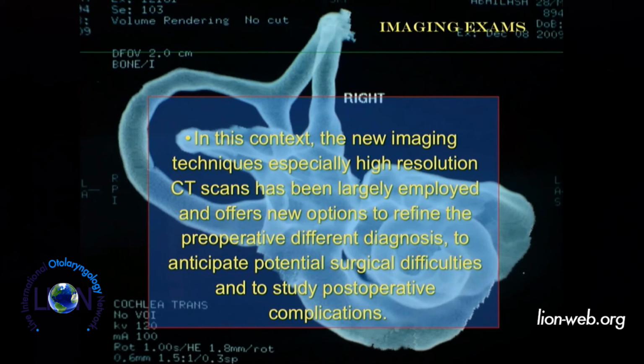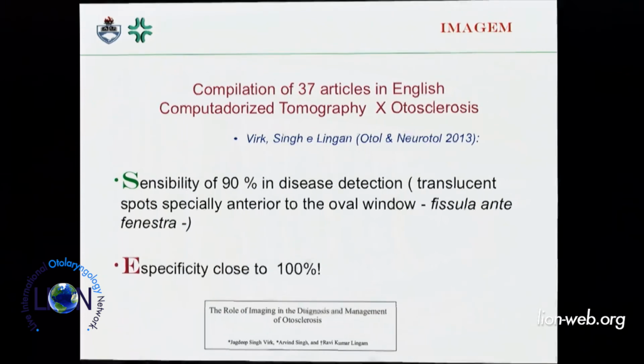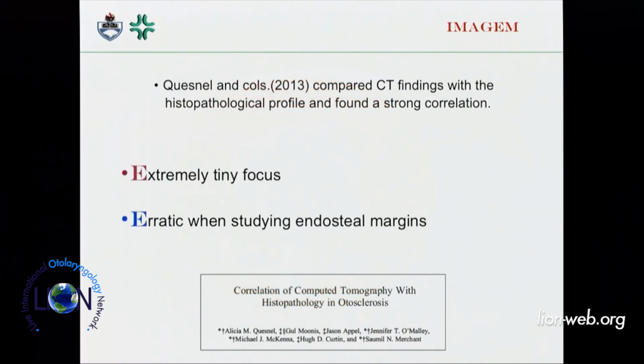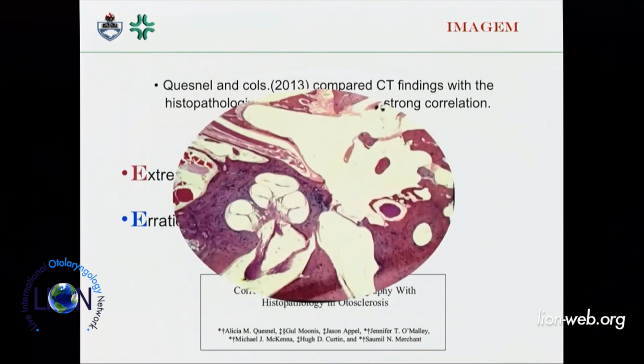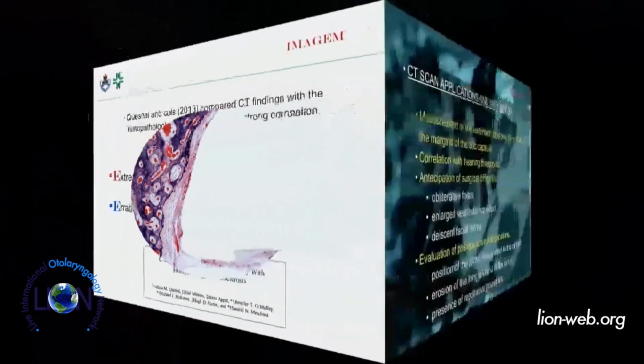So why can the CT help? Well, there are studies showing that the sensitivity of the new CT scan is 90%, and the specificity is close to 100%. So it's a quite interesting tool. They have shown that the only bad results are extremely tiny foci, which can be singled out by the CT scan, and the CT scan is very erratic when analyzing the endosteal margins. So this kind of focus here, maybe the CT scan will not show you.